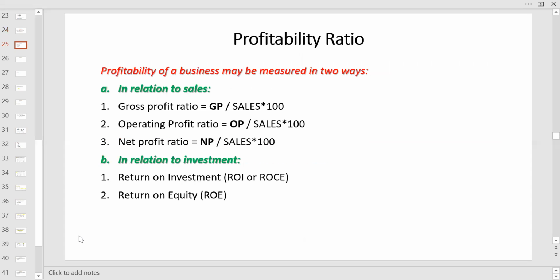In relation to sales, there are three very important ratios. There are others also, but we are going to cover these three ratios. Gross profit ratio, which is also known as your EBDIT, or also known as gross profit margin. Operating profit, net profit in relation to sales.